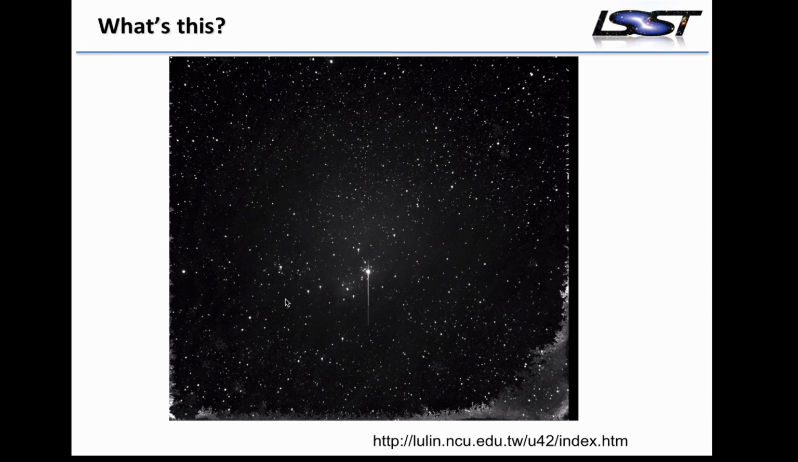These are now some exercises to go over what we've learned. You can see on this image there's some crud in the bottom right-hand corner, and also a sort of diffuse scattering halo here in the center of the frame. And the question is, what could be causing that?